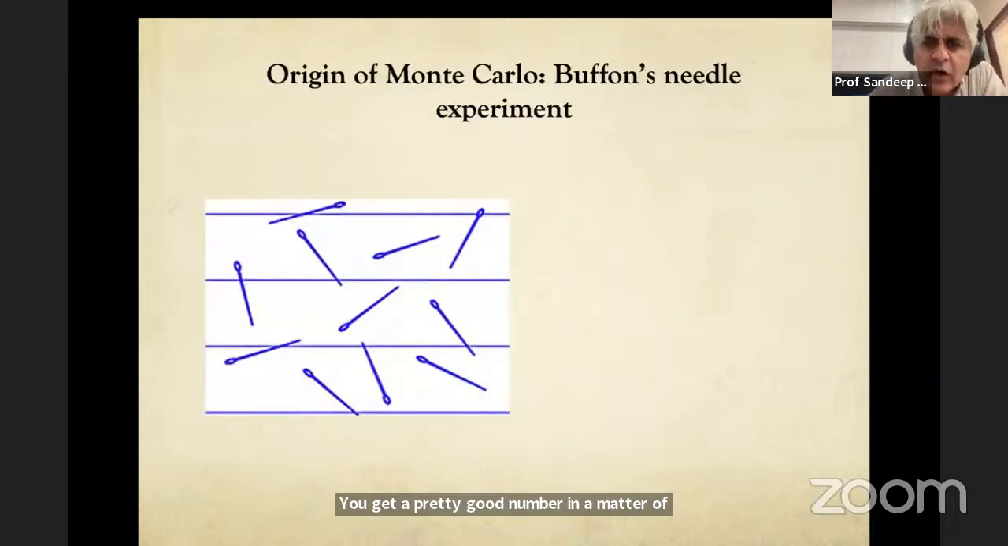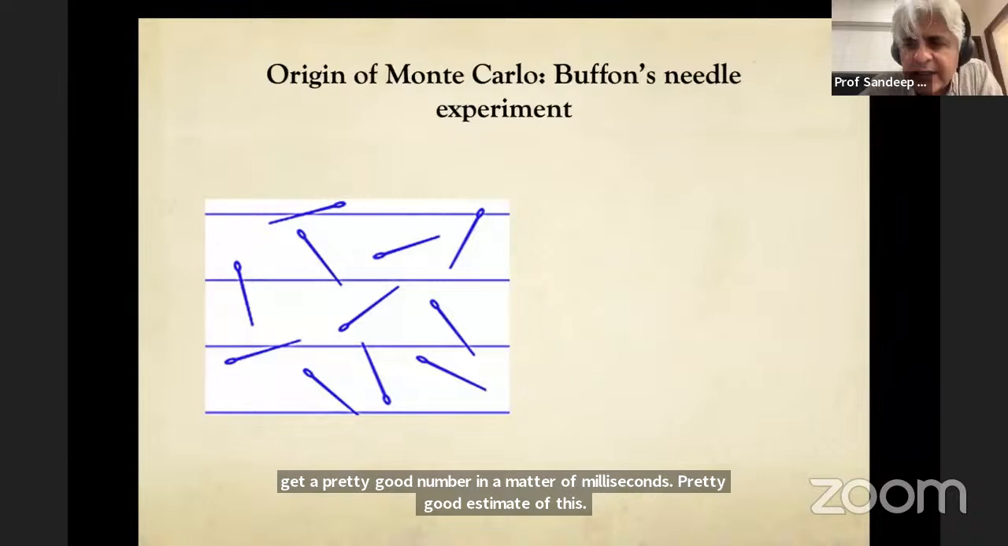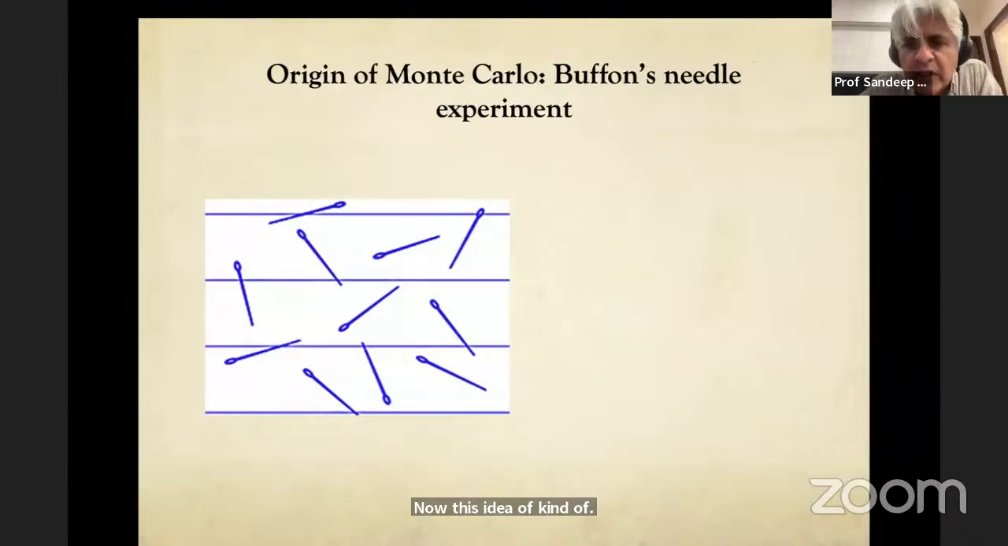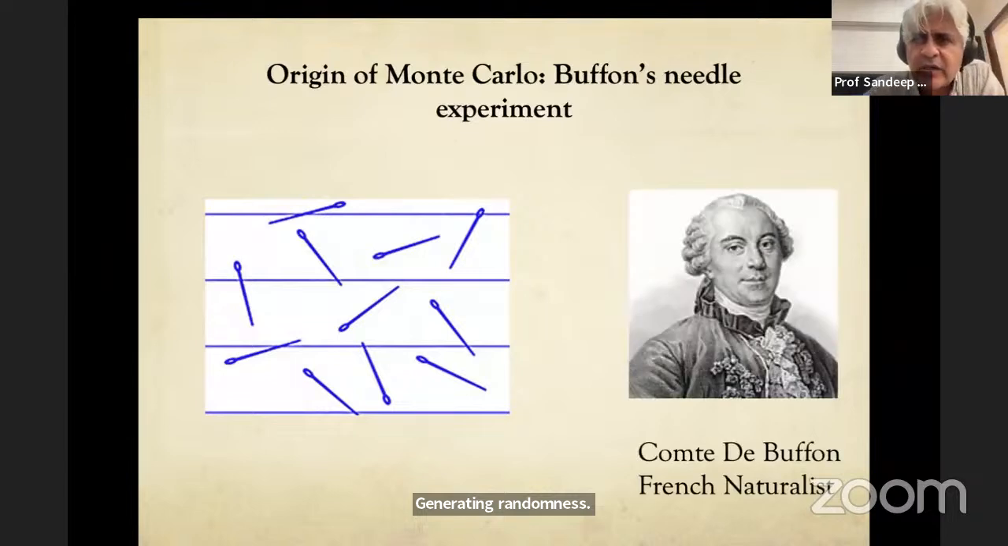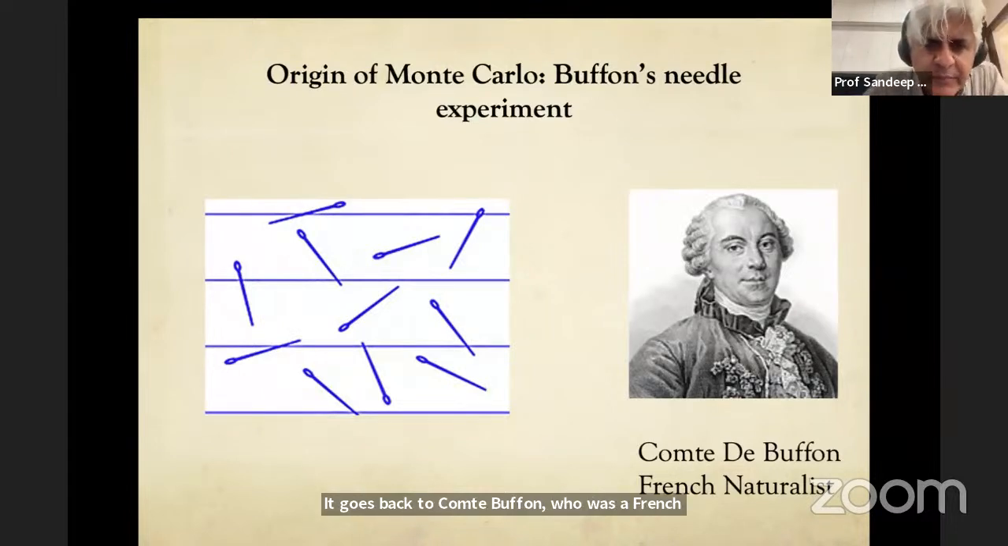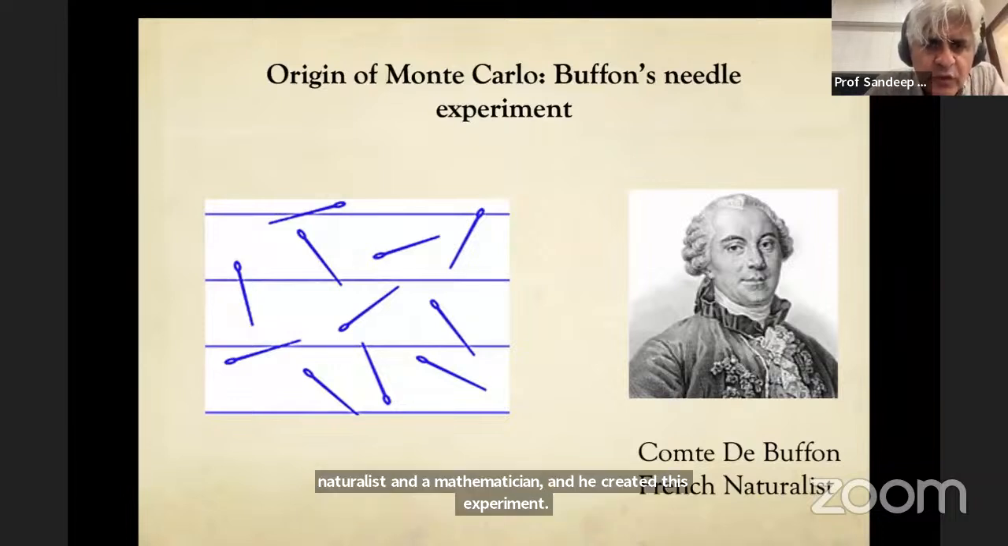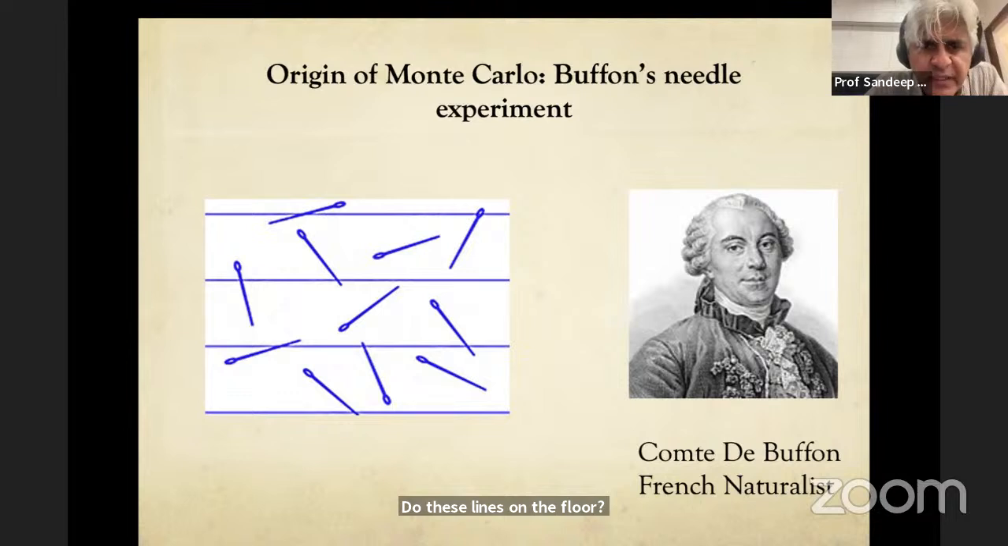Now, this idea of generating randomness to compute quantities actually has a very interesting historical origin. It goes back to Comte de Buffon, who was a French naturalist and a mathematician, and he created this experiment. These lines on the floor, basically grids on the floor, which are equally spaced, as you can see.